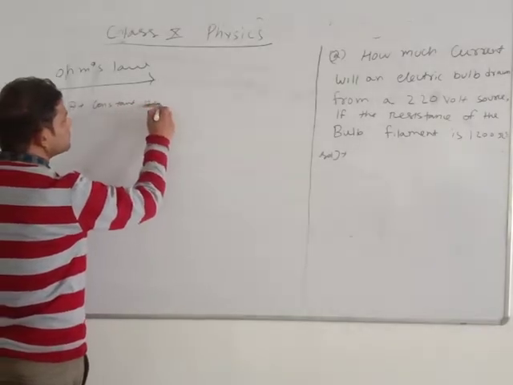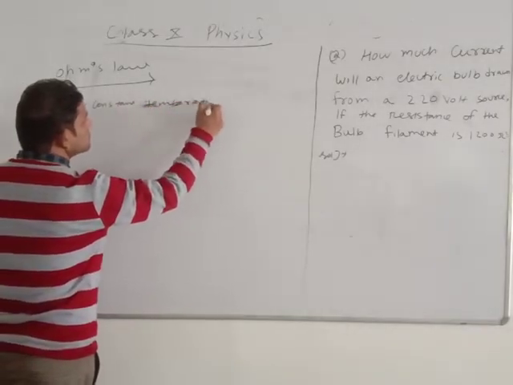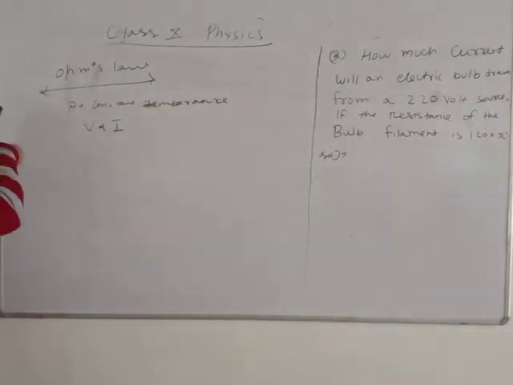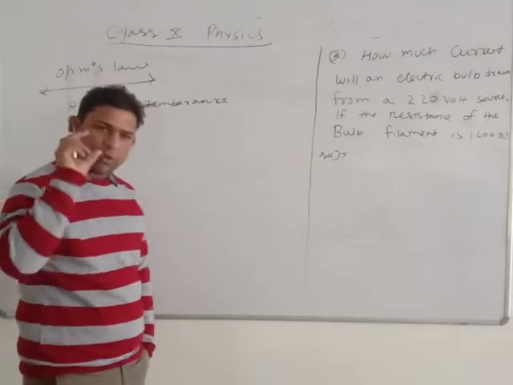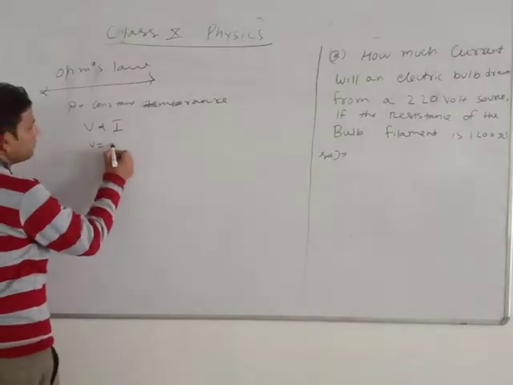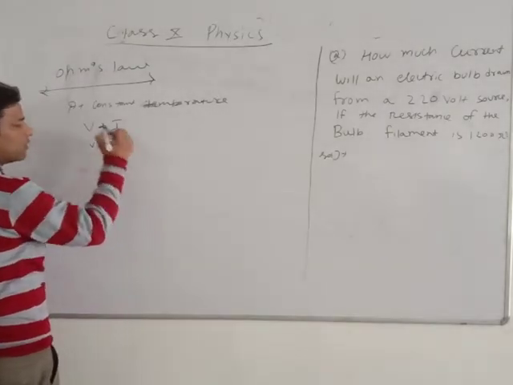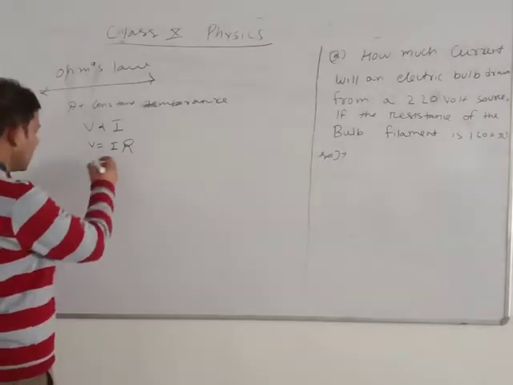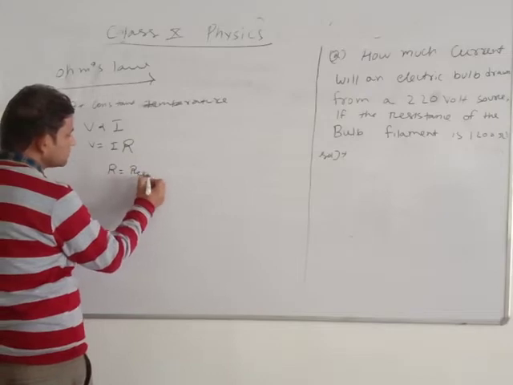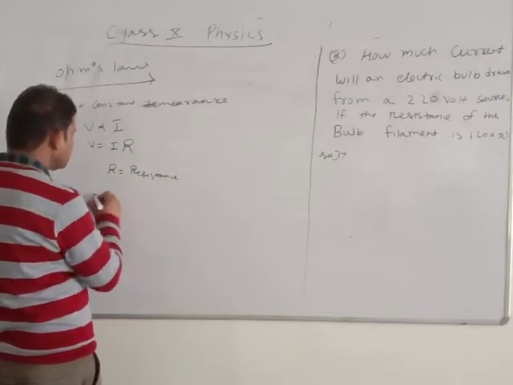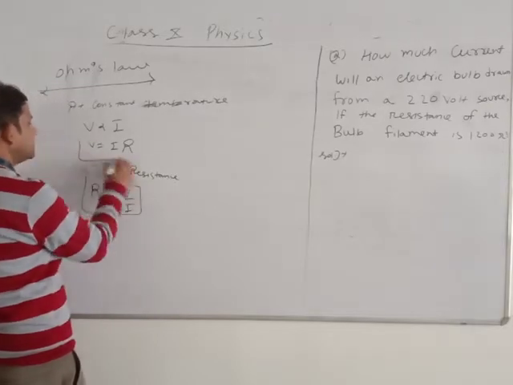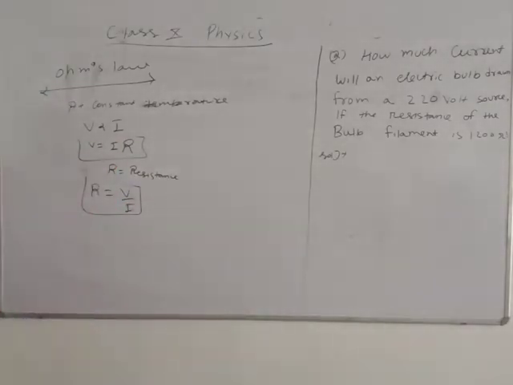Temperature, V is directly proportional to I. It means if temperature is constant, then potential difference is directly proportional to electric current. When we remove the sign of proportionality, we get one constant, and the constant is R, where R is resistance. So R equals V upon I, and this is the statement of Ohm's law, V equals IR.